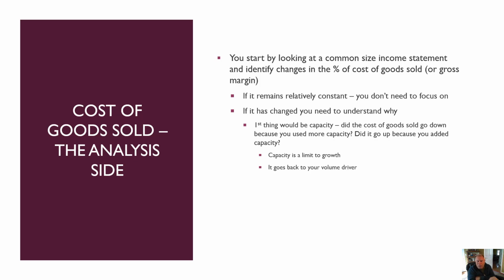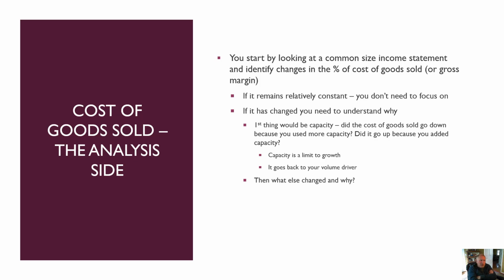This is where you go back to your volume driver. How much volume can a machine, and machine can be people, places, or things, produce? Then, what else changed and why? Was there a change in the cost of inventory that wasn't passed through to the customer, thus decreasing the cost of goods sold? Or is it increasing?